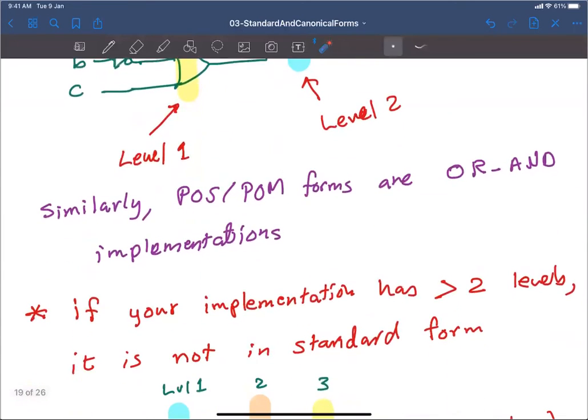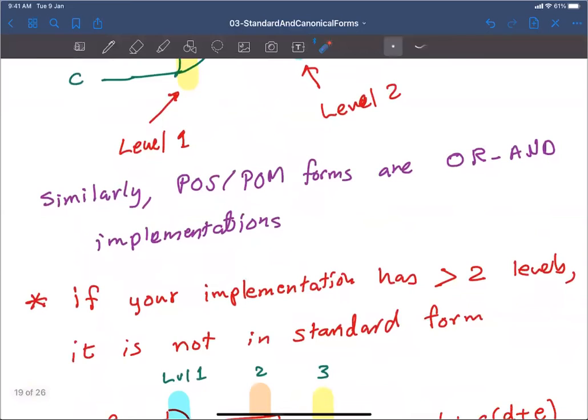Now, if your logic circuit contains more than two levels, then you immediately know that your circuit is not in standard form.